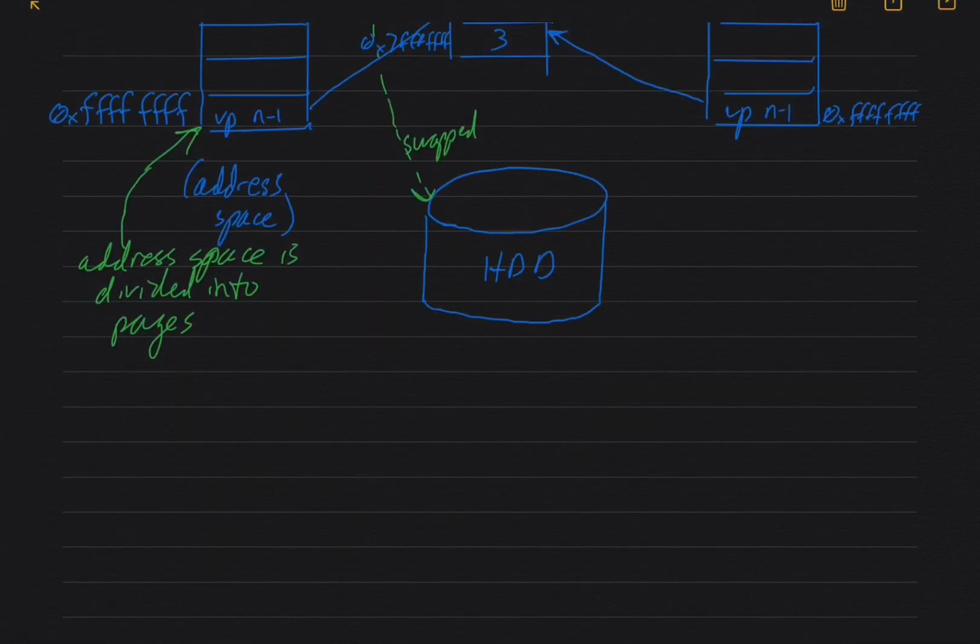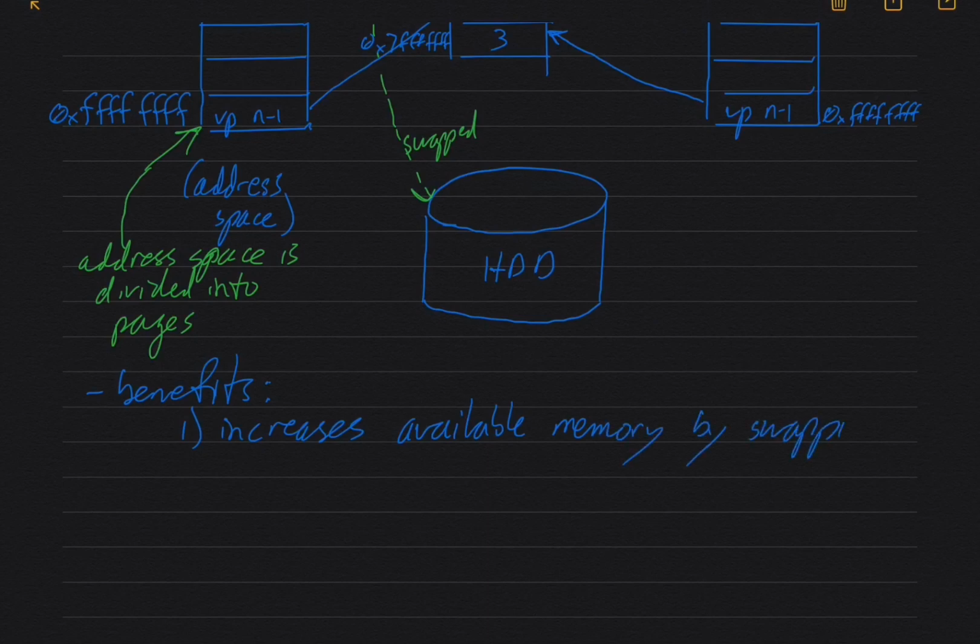So the benefits are that it increases the available memory by swapping to hard disk. First computer I bought, if I remember right, it had 12 megabytes of RAM, and that was actually an upgrade. I think the default for that laptop was 4 megabytes.